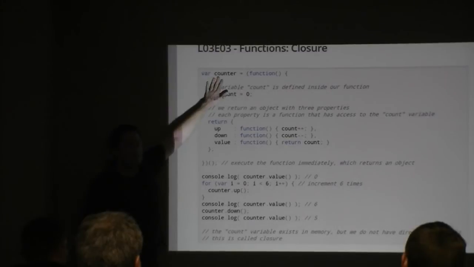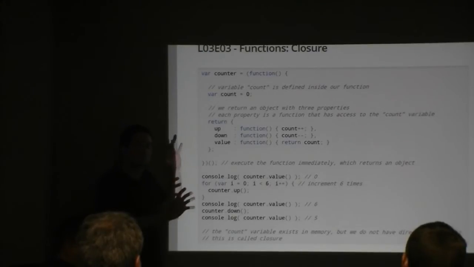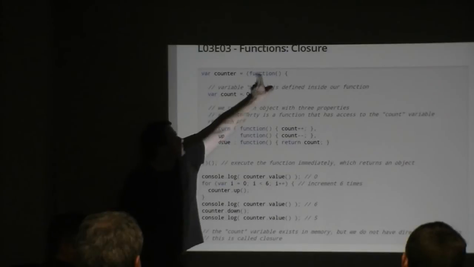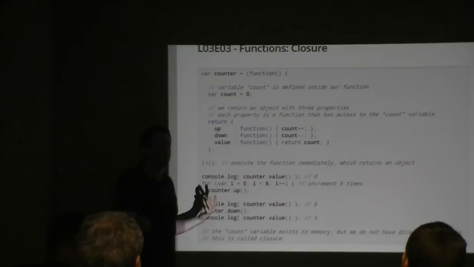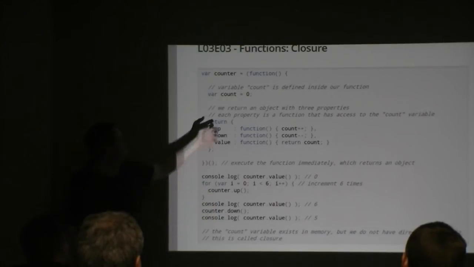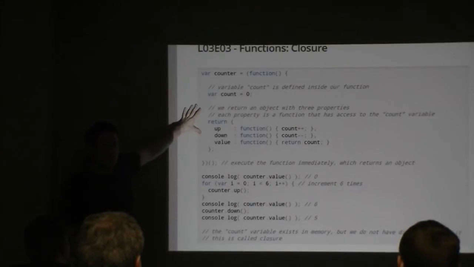So we're creating counter, and then we're starting and finishing an expression. Inside of this expression is an anonymous function which starts here, and ends here. And then at the end of this, we're going to execute it. So it means we're going to create this function, we're going to execute it immediately. We're going to assign the return value of this function to counter. Inside of this function, which is a totally separate scope, defining count as 0, and we're going to return an object. It's got 3 properties, up, down, and value.